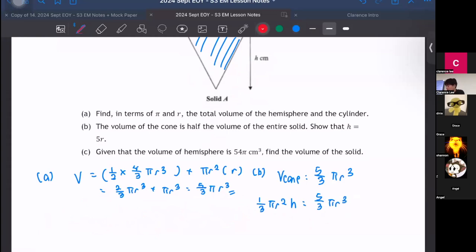From here, you cancel everything that is common. R cubed, you can cancel into r squared. Pi r squared is gone. The denominator is gone. So therefore, you will have h equals 5r, shown. That's it.